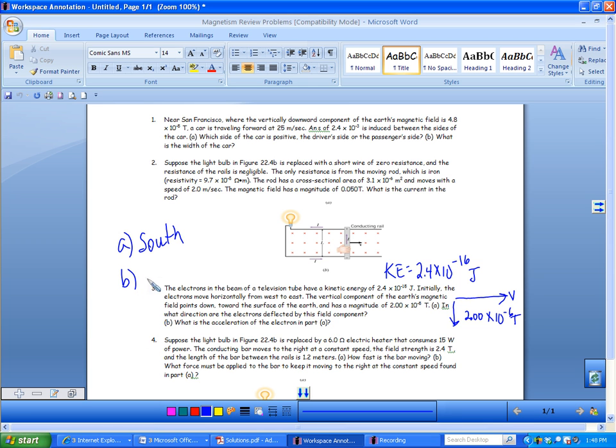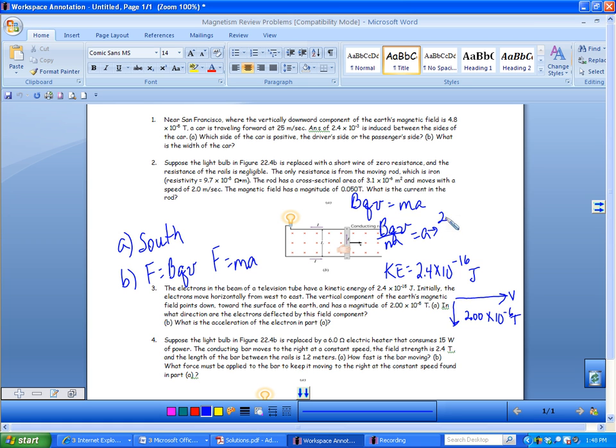Well, I want the acceleration. So what I did was I said, okay, well, I know that F is equal to BQV. And then I also know that net F equals MA. So the net F is caused by the magnetic field of the Earth. So I'm going to set BQV equal to MA, or BQV over M will give me A. Now it becomes a plug and chug.